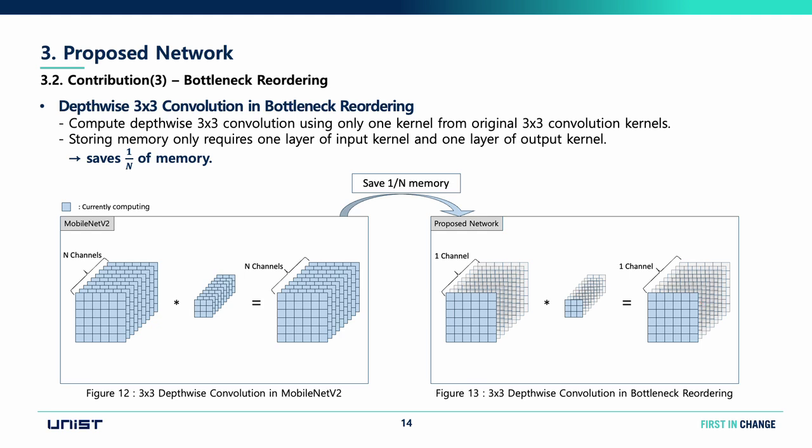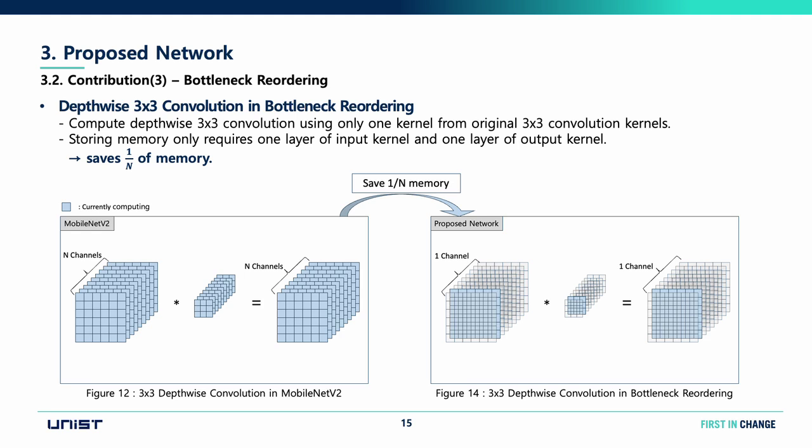By using this method, the memory required is reduced significantly, because in standard depthwise convolution, whole inputs and outputs should be stored. But in our case, only a single channel of input, output, and kernel will be stored in memory, which, in conclusion, if we set the input channels as n, lets us save memory by about 1 over n times.